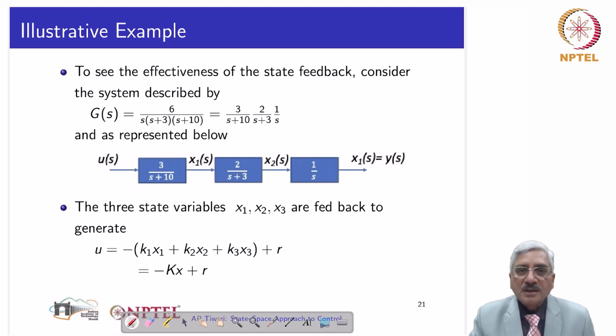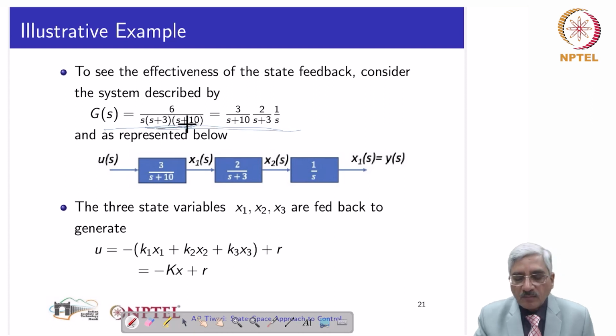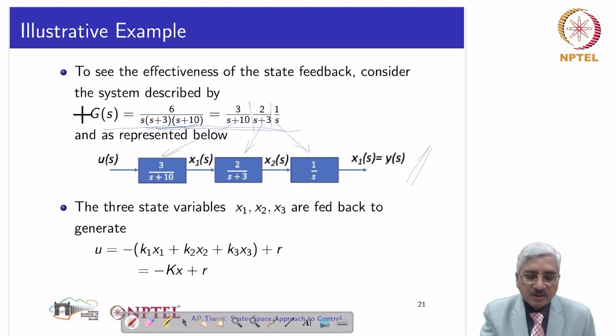With the help of one illustrative example, we consider a system described by this transfer function, 6 by s, s plus 3, s plus 10, which can be written like this in factored form, and these three are put in cascade like this to represent it by this block diagram. This is the block diagram of this system.